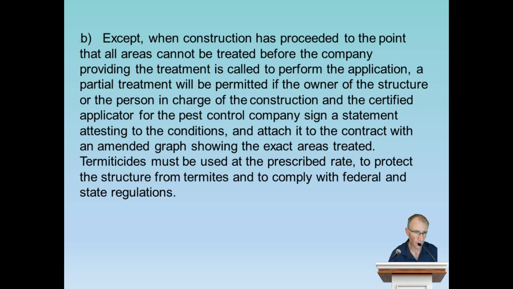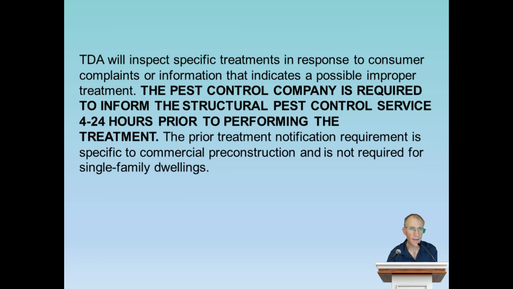Termiticides must be used at the prescribed rate to protect the structure from termites and to comply with federal and state regulations. TDA will inspect specific treatments in response to consumer complaints or information that indicates a possible improper treatment. The pest control company is required to inform the structural pest control service 4 to 24 hours prior to performing the treatment. The prior treatment notification requirement is specific to commercial pre-construction and is not required for single-family dwellings.